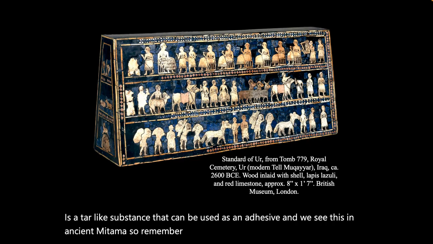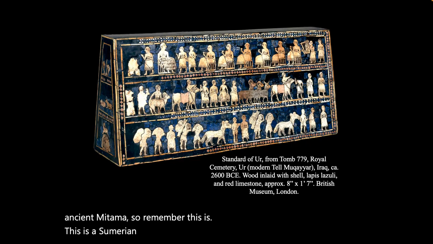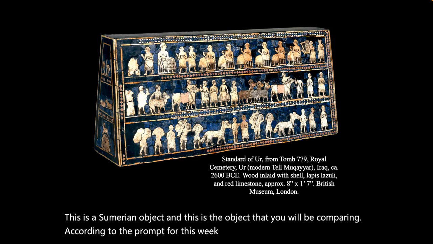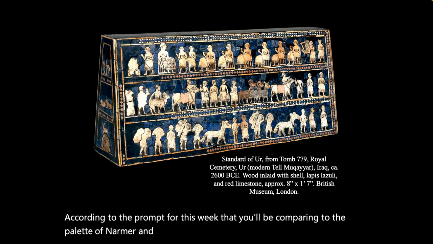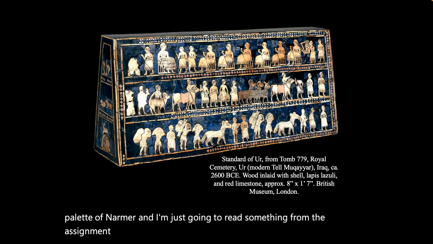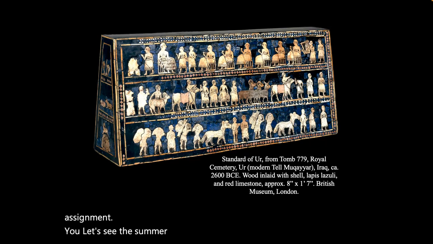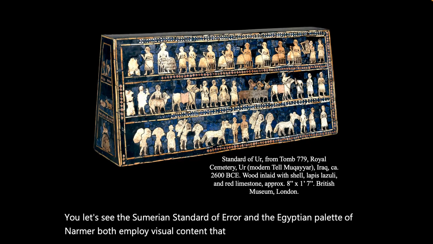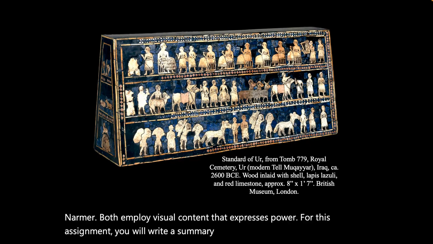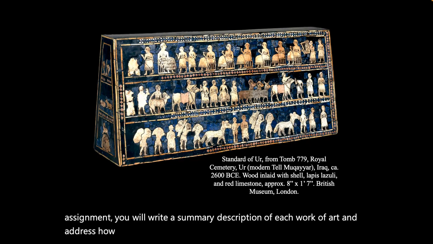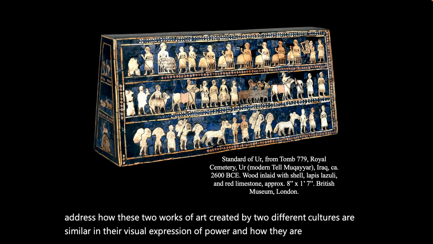So remember, this is a Sumerian object, and this is the object that you will be comparing, according to the prompt for this week, to the palette of Narmer. And I'm just going to read something from the assignment. The Sumerian standard of Ur and the Egyptian palette of Narmer both employ visual content that expresses power. For this assignment, you will write a summary description of each work of art and address how these two works of art created by two different cultures are similar in their visual expression of power and how they are different in their visual expression of power.